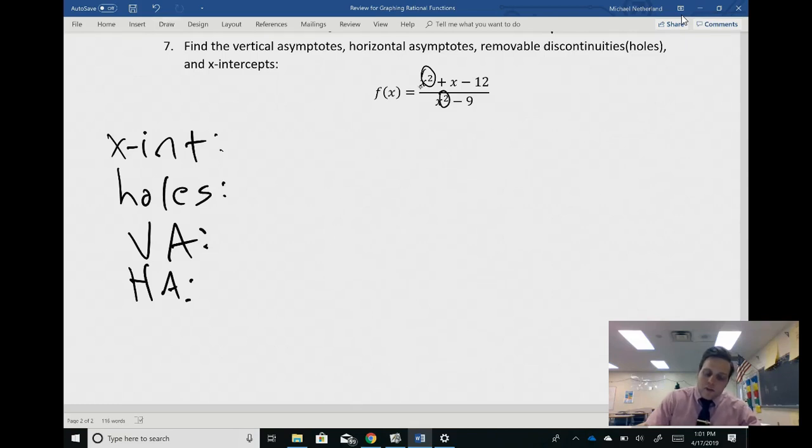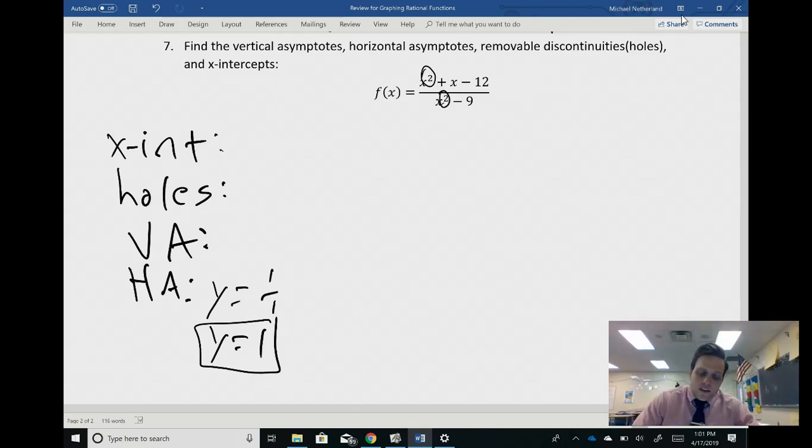So what was the coefficient on this x squared right here? It was a 1. What's the coefficient on this x squared right here? It was a 1. So we're going to get y equals 1 over 1, which is just y equals 1. Boom, there's my horizontal asymptote. Now, to find the next 3 things, you have to factor and cancel first.